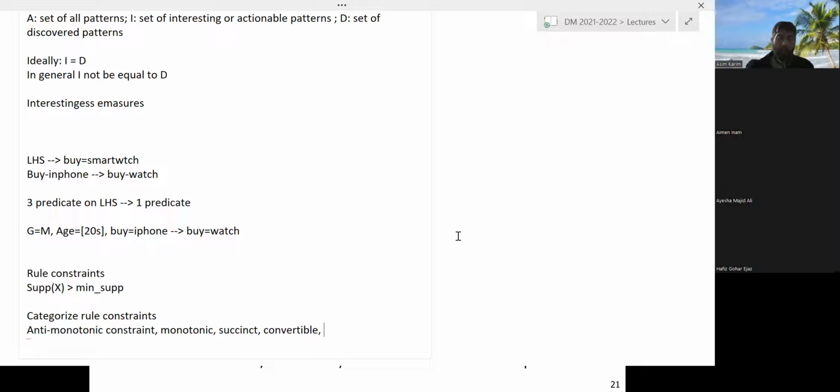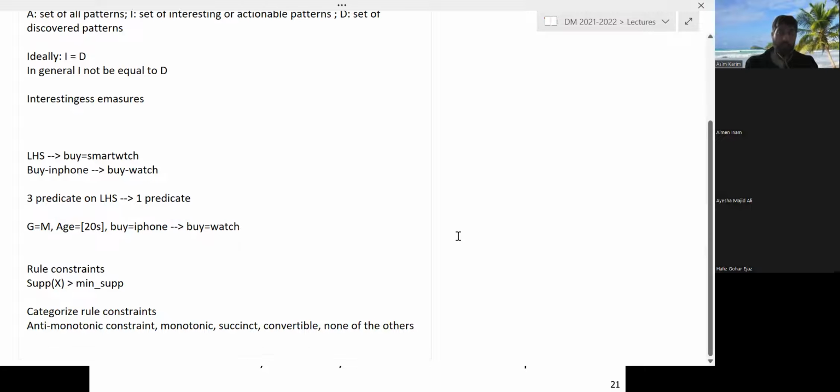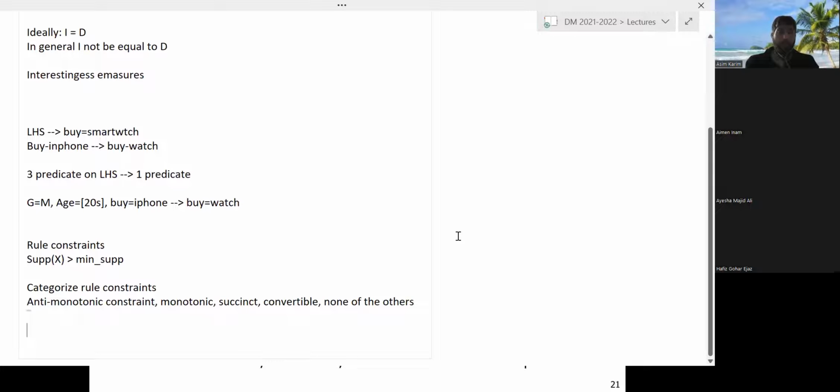And finally we have none of the others. Okay? So rule constraints in the context of pattern mining can be divided into these 5 categories. So let's define these constraints and see some examples in each of them.